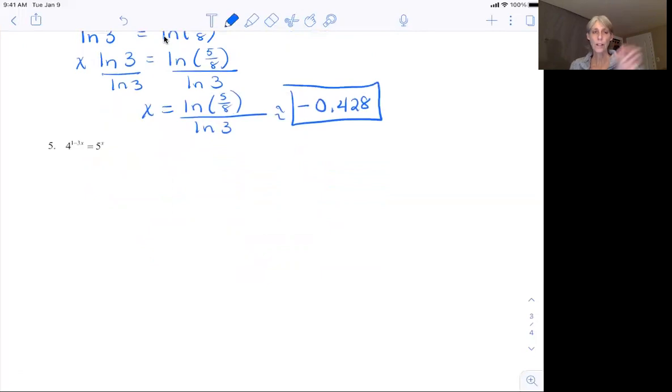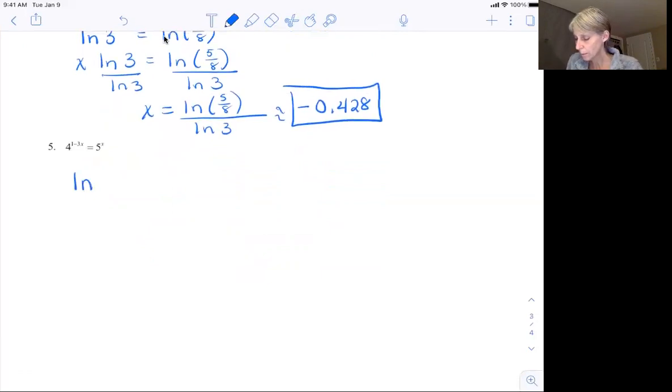So I have 4 raised to the 1 minus 3x, and I have 5 raised to the x power. Both sides have a variable in it, and I cannot rewrite them with a common base. So I start by putting a log on each side. And now I'm going to bring the power down in front. Remember, this is together that power. That power is going to be moved down in front. That stays together.